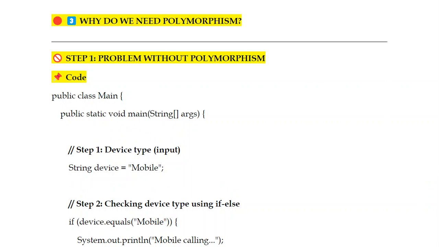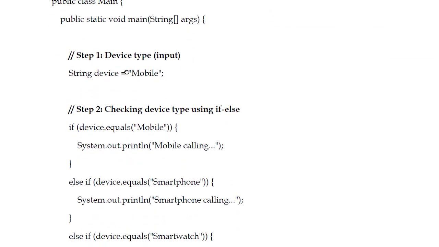Without knowing why we are using these concepts, if you are learning, you will just learn what is what alone. You won't know the reason why we are using this polymorphism concept. So please give high priority to this. We'll start from the first question: the problem without polymorphism. This is your main class.